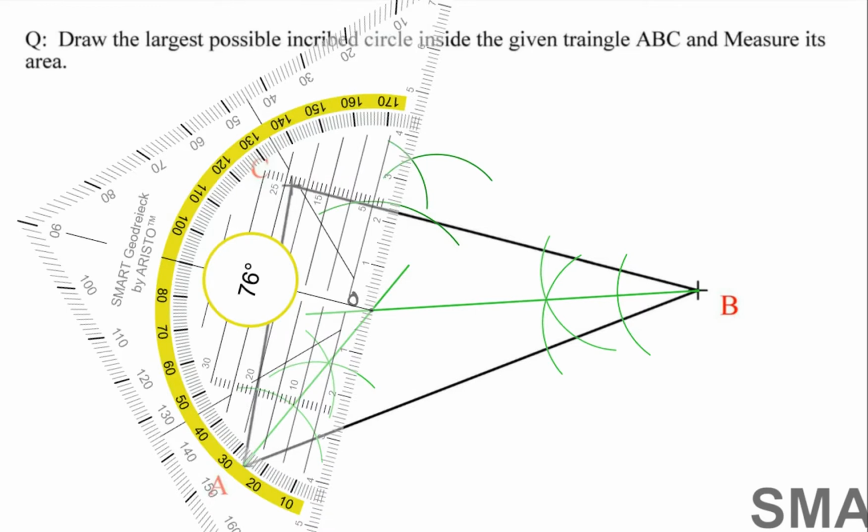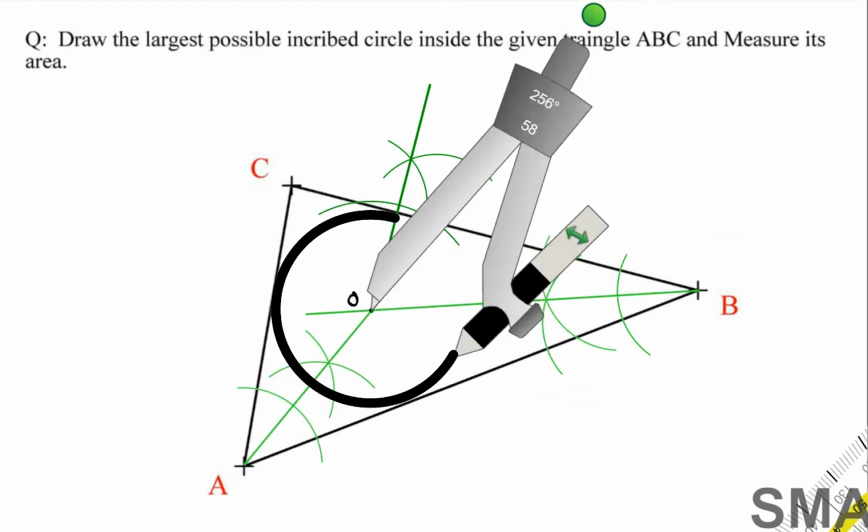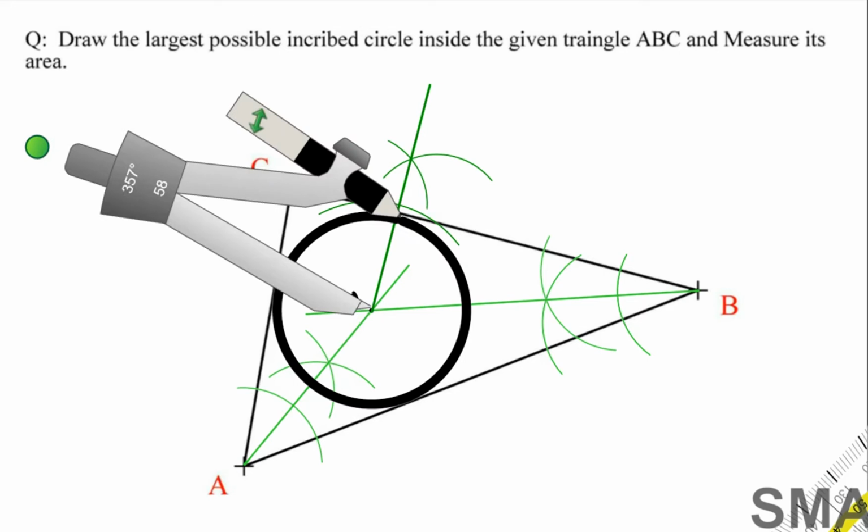Now connect point O with the new point of intersection that you got here by drawing these two arcs. Now this will be the radius of the circle that you have to draw, and this is the exact radius, and this is the exact perpendicular that I found to give me the radius. Now you can draw the circle and you will see that it will touch all the three sides.